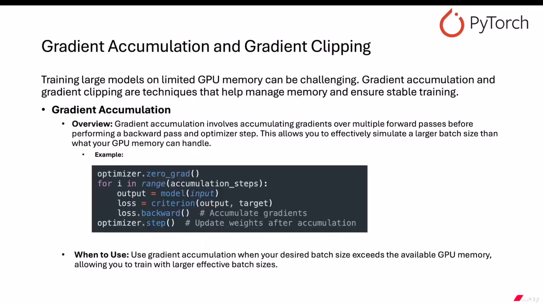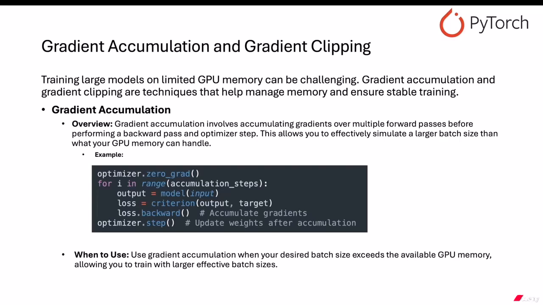Gradient accumulation and gradient clipping. Training large models on limited GPU memory can be challenging. Gradient accumulation and gradient clipping are techniques that help manage memory and ensure stable training. Gradient accumulation. Gradient accumulation involves accumulating gradients over multiple forward passes before performing an optimizer step. This allows you to effectively simulate a larger batch size than what your GPU memory can handle.